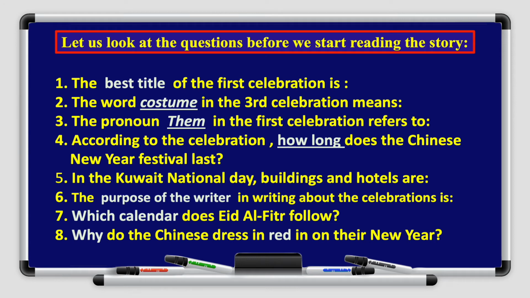So before we answer, let us look at the questions before we start reading, of course. The questions you will face: number 1, what is the best title of the first celebration? Number 2, the word costume in the third paragraph means what exactly? Number 3, the pronoun them in the first celebration refers to what exactly? Number 4, according to the celebration, how long does the Chinese New Year festival last? Number 5, in the Kuwait National Day, buildings and hotels are.